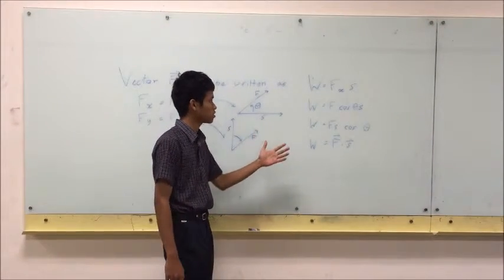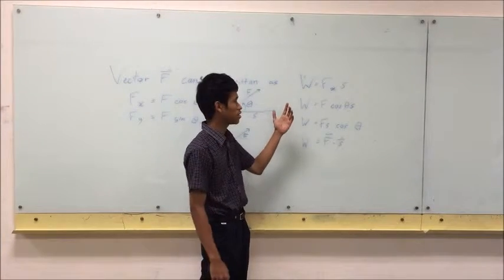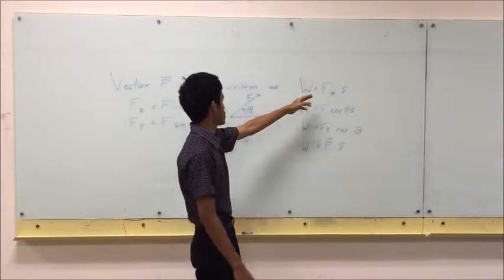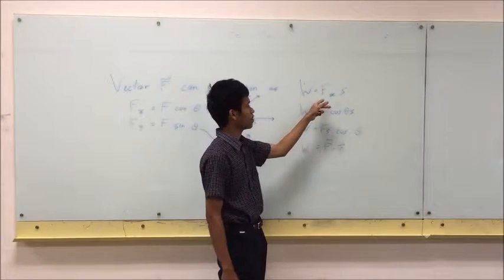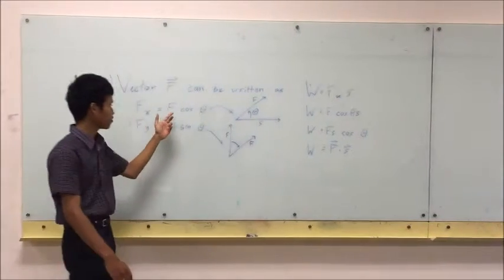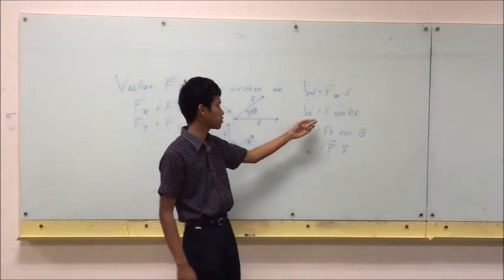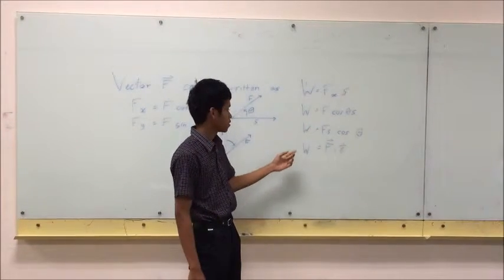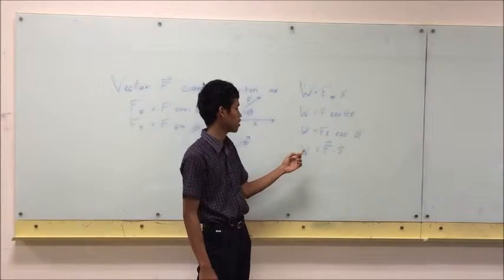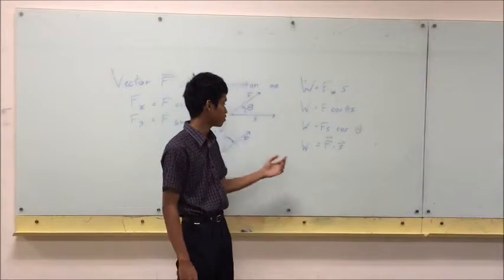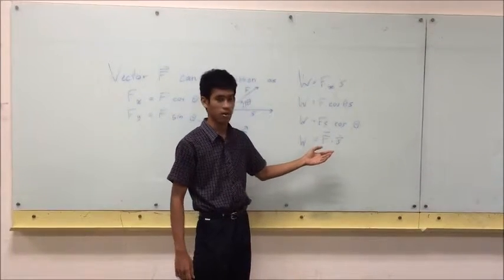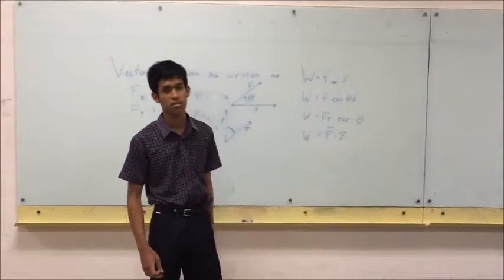Say that we use the horizontal component for the work done. We can make W equal to Fx s. Substituting Fx with F cos theta, we get W equals F cos theta s. So W equals Fs cos theta. Therefore, W equals F dot s, where W is the work done, F is the vector of force, while s is the vector of displacement.